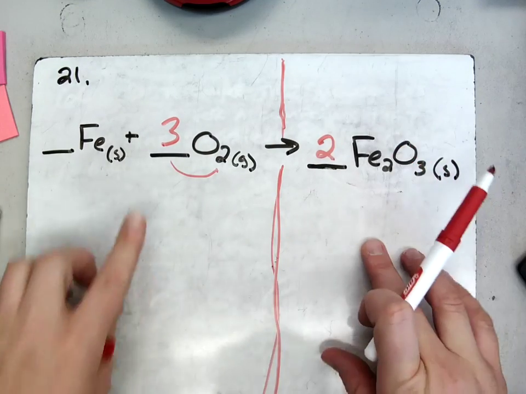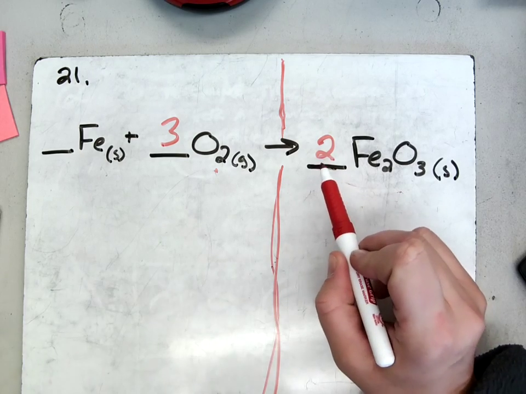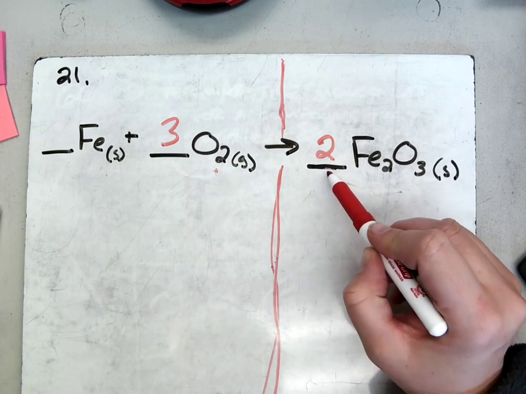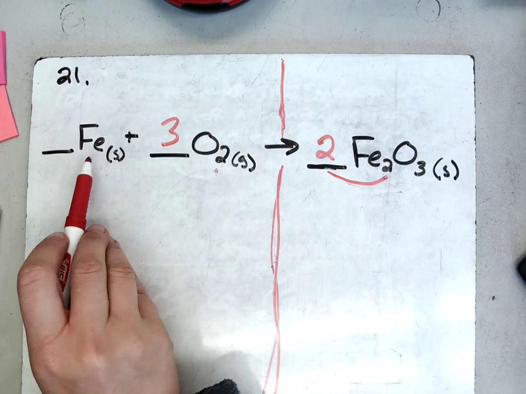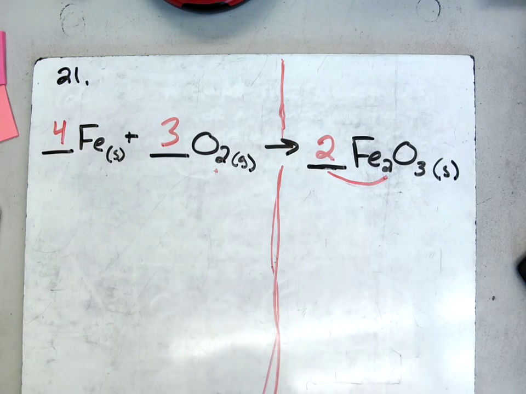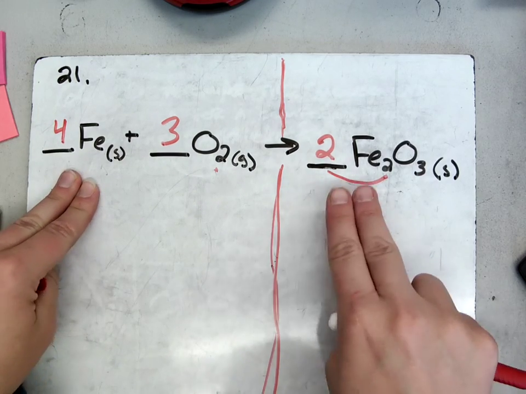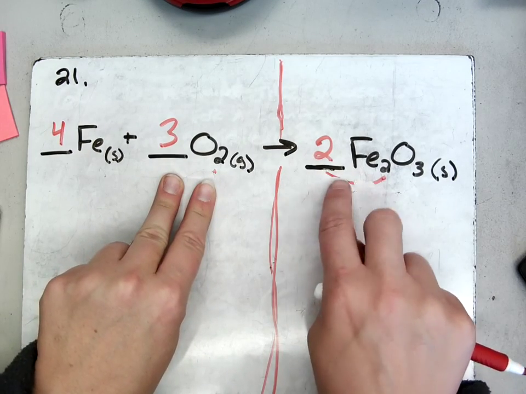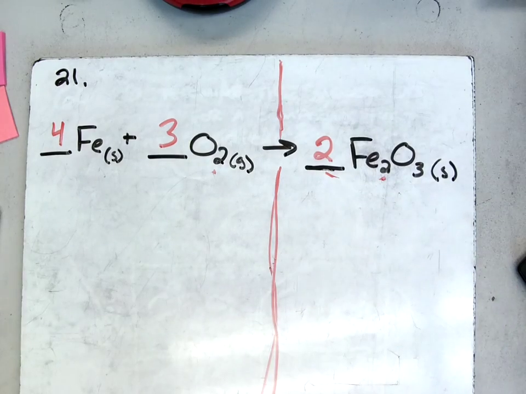Now let's focus on the irons. I wrote that too, so now I have to use it. It's written there, I have to consider it now that I look at my irons. So 2 times 2, I have 4 iron atoms. I just have 1 over here, so let's just multiply it by 4. And that works out nicely. Check every element again. 4 irons, 2 times 2 is 4 irons, 3 times 2 is 6 oxygens, 2 times 3 is 6 oxygens. Okay.